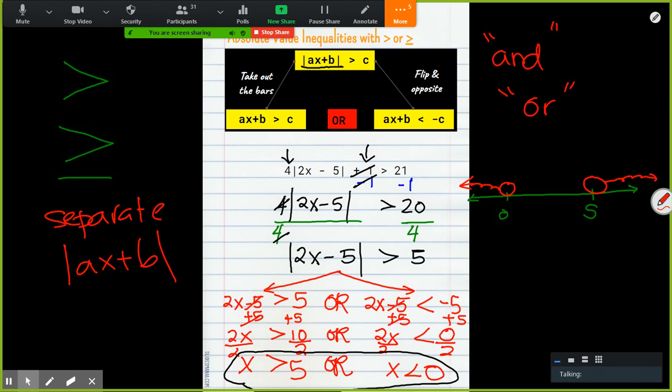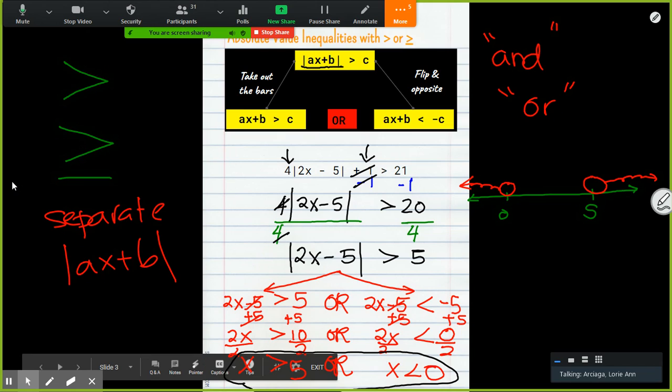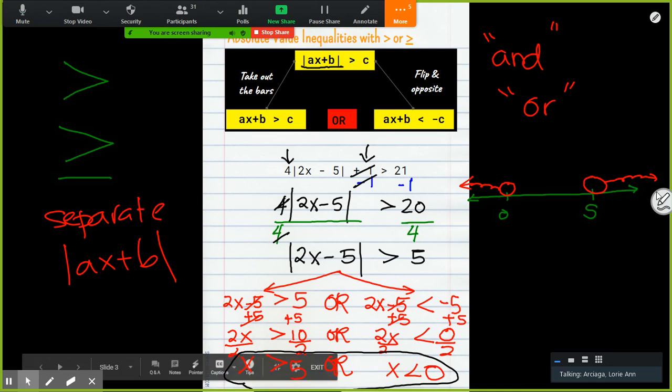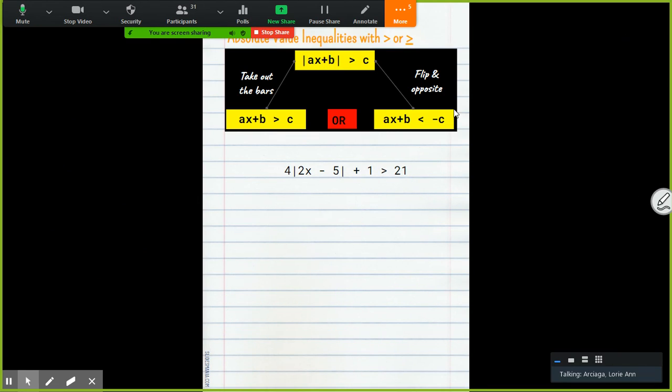All right. That's great job, guys. Okay. So, all right, do you need to take a picture of this? Do you need to take a screenshot? Do it now before I clear the ink. Okay, in three, two, and one. Okay.